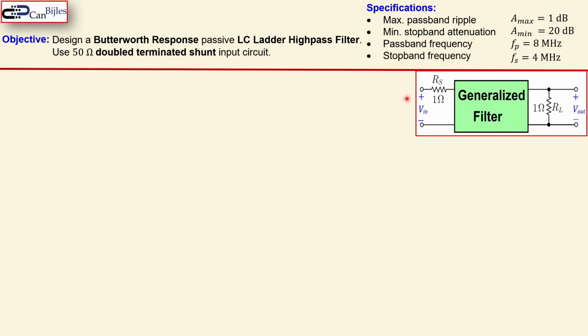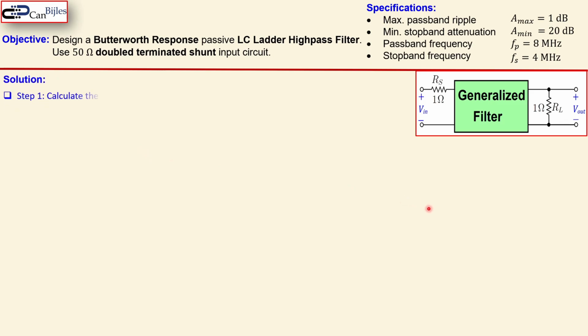And as I discussed in the previous example, this is the generalized filter block. The RS and RL are the normalized source and load resistors, and they are now 1 ohm each. And we need to scale it up later to get this 50 ohm double terminated shunt input circuit. So let's look at our solutions.